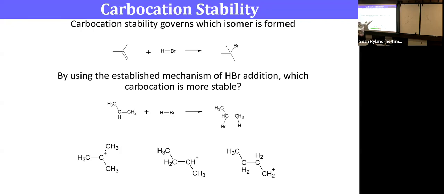I had the ability to draw on the screen here. Well, we can draw out the same mechanism. It'll look identical to what we had on the previous page, just propene instead of butene now. Pi bond grabs hydrogen, bromine keeps its electrons, makes an intermediate with a positive charge, and in this case, we're only going to see this product. So it doesn't have the intermediate drawn out.